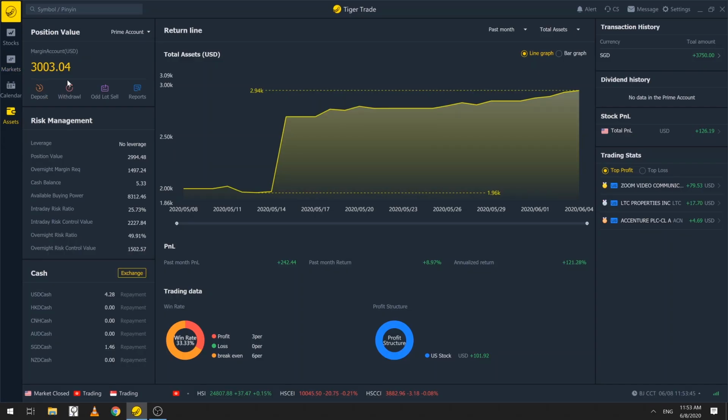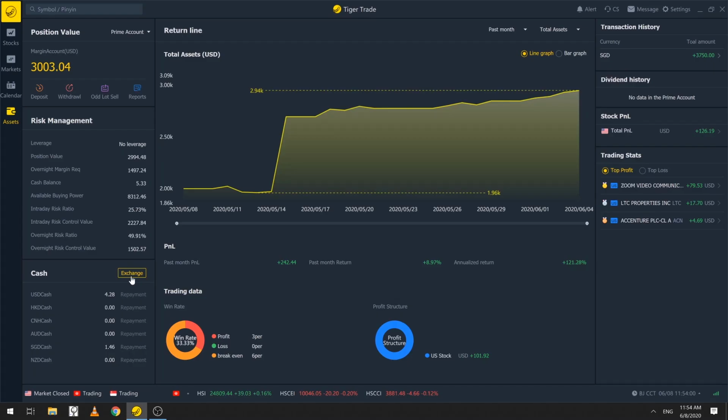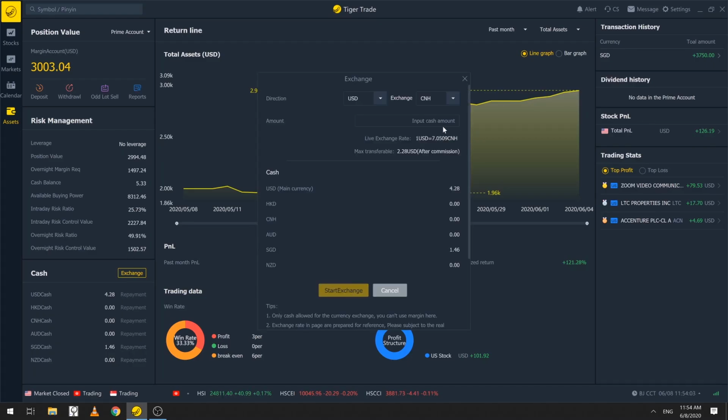Alright, and next we have the assets. Assets is where you can see whatever I'm holding at this point of time. My account is based in US dollar, but if you notice right at the bottom of the left panel, there's a cash and it says exchange. What is this for? Being a Singaporean, we deposit Singapore dollars in, but if I need to buy the US stock, I will have to go through an exchange. If I click onto this, it will let me know I'm changing the Singapore dollar to the US dollar for trading, and here is where you can see the fees.